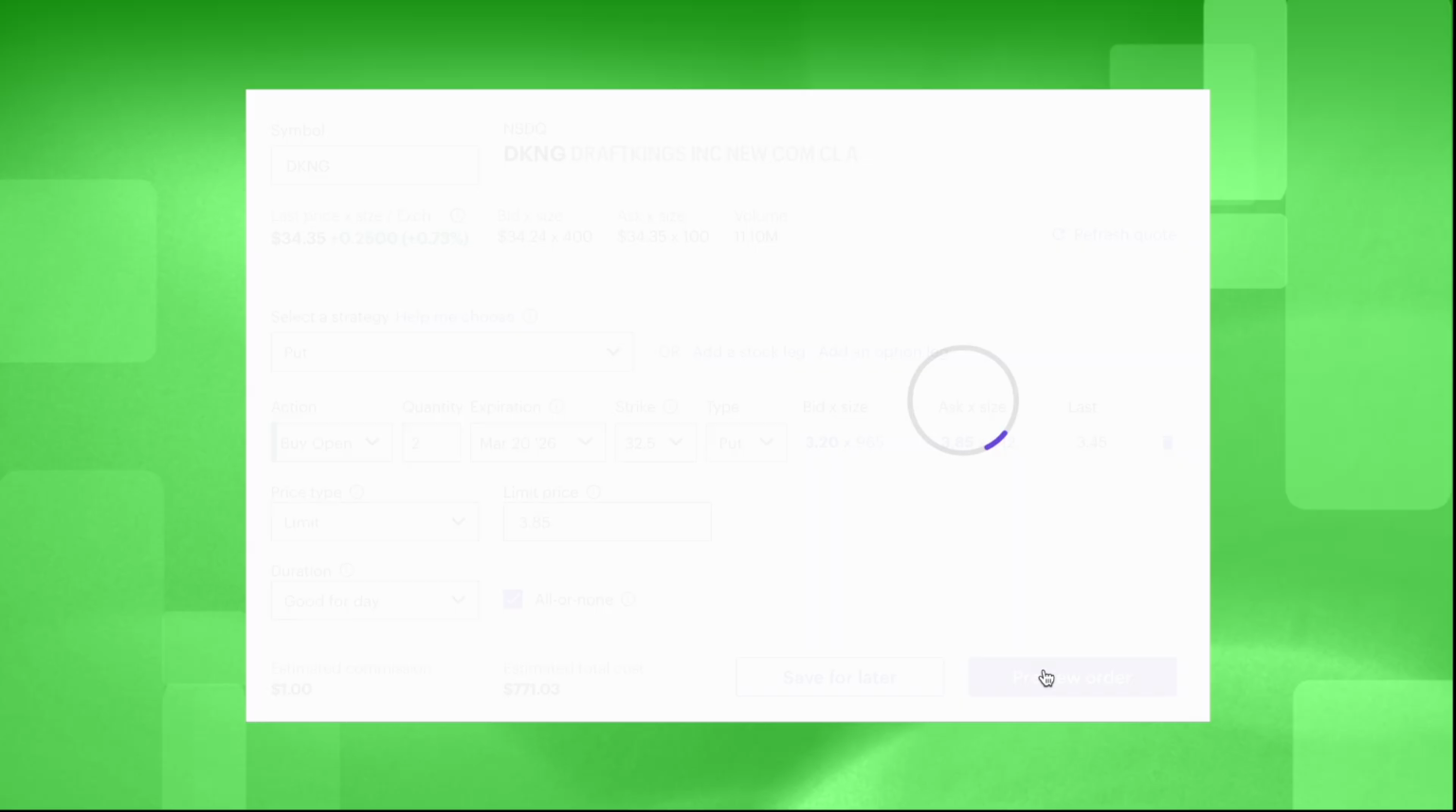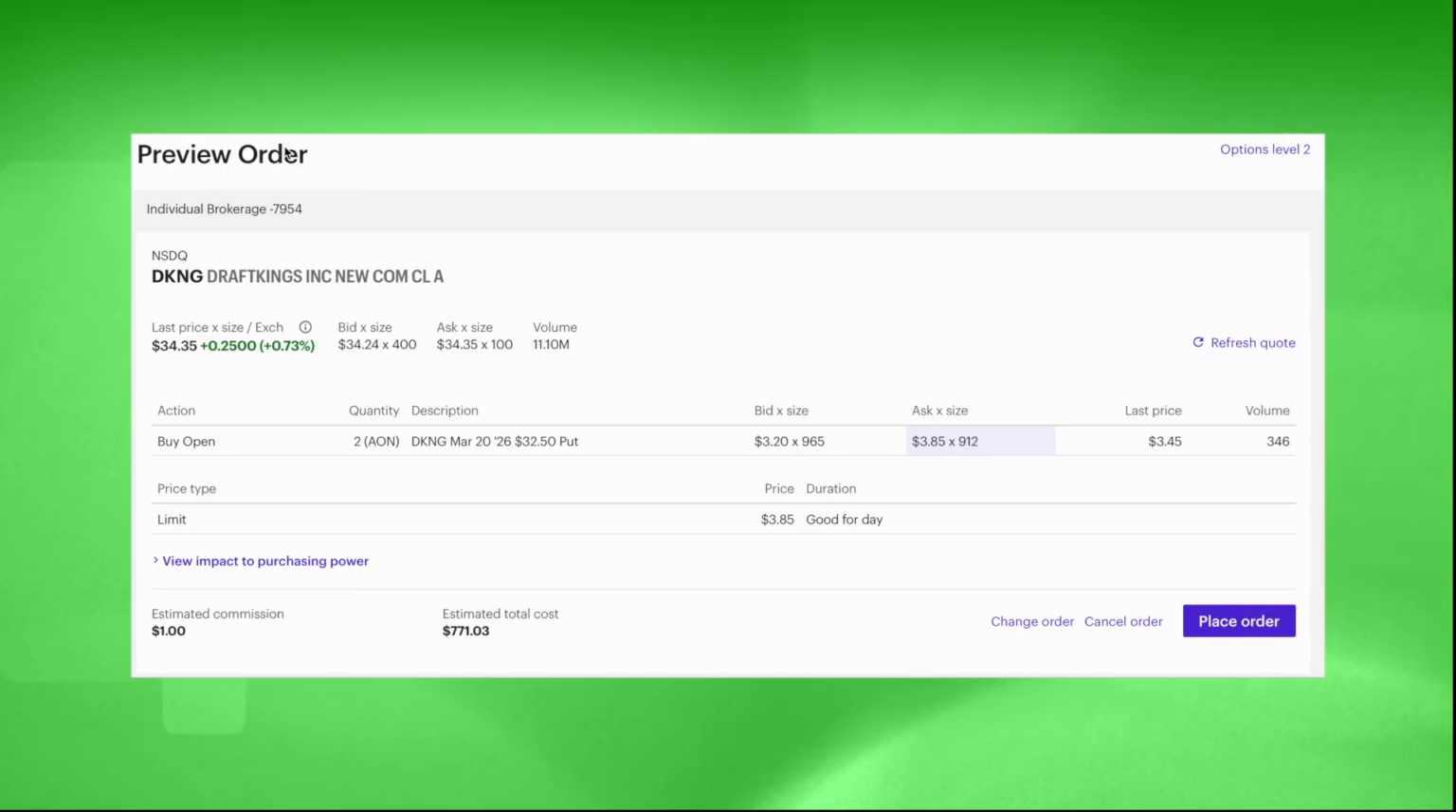We preview the put order, and it takes us to the preview order page, and we see that we have 2 put option contracts. All or none means you want all of them to fill. The cost is $771. It's buy to open. It's a limit order. Our limit price is $3.85 times 2 times 100 equals $771. And here's an interesting thing. I see the volume is 346. And remember with the call option, it was 66.